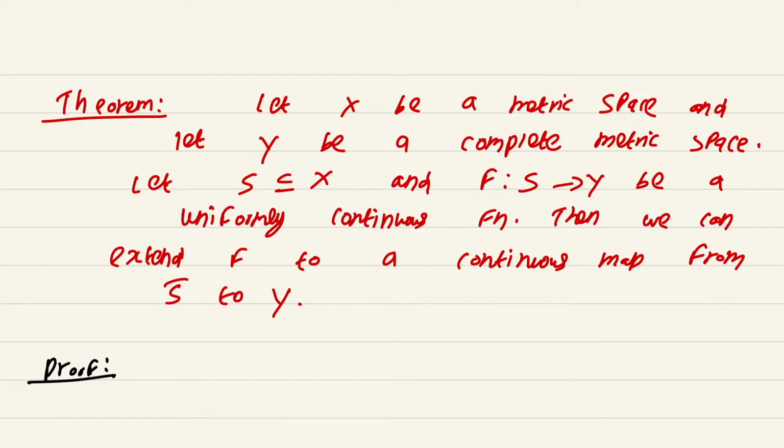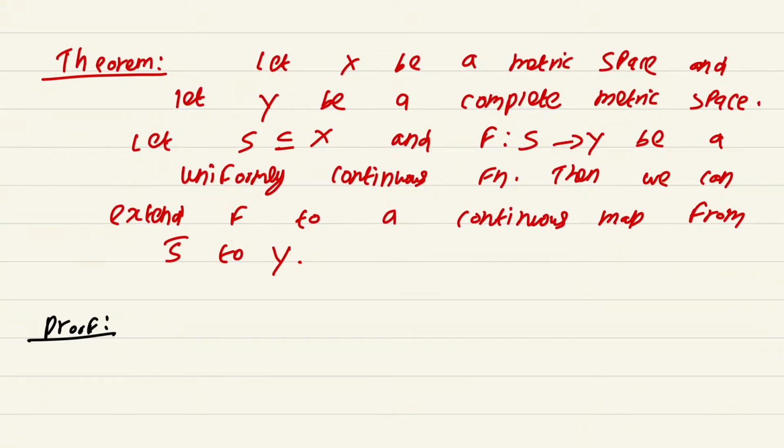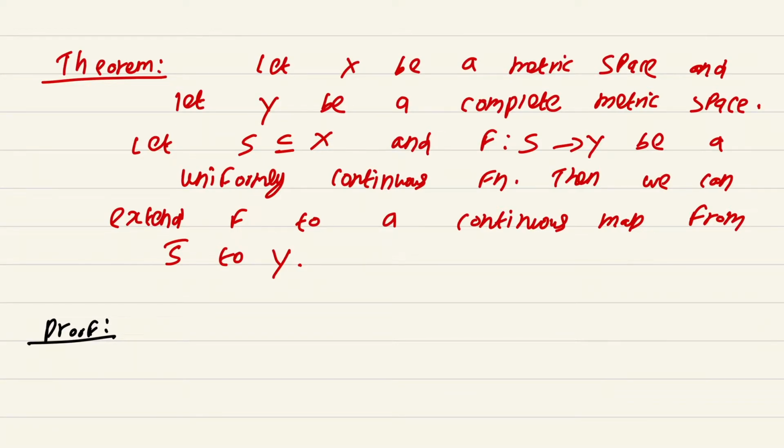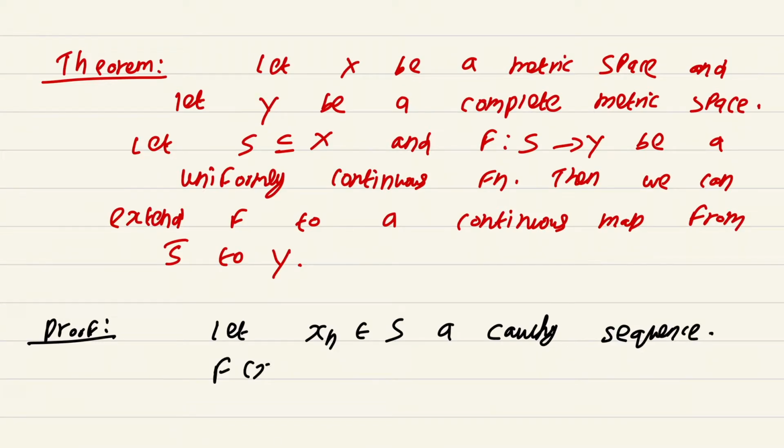Now the essential idea that we are going to use is the fact that uniformly continuous mappings behave very well with respect to Cauchy sequences. So what we are going to do is start with a Cauchy sequence x_n, and then we are going to see what happens to f of x_n. So the claim is f of x_n is also Cauchy.